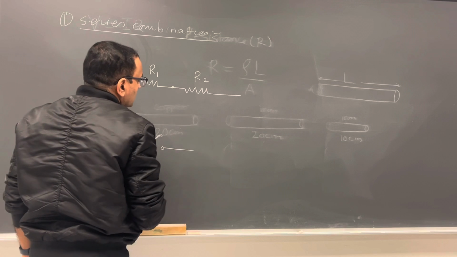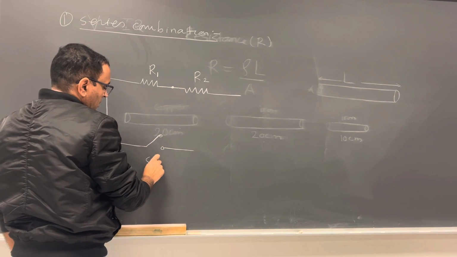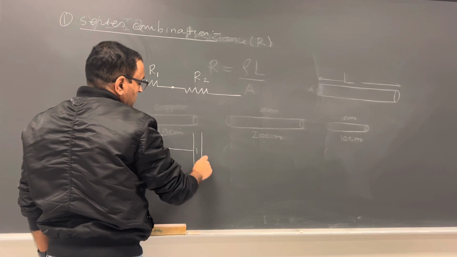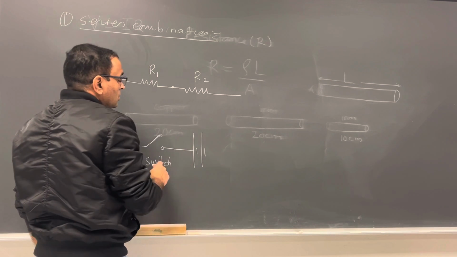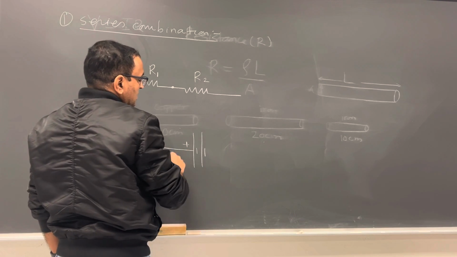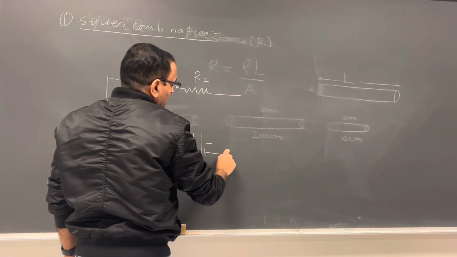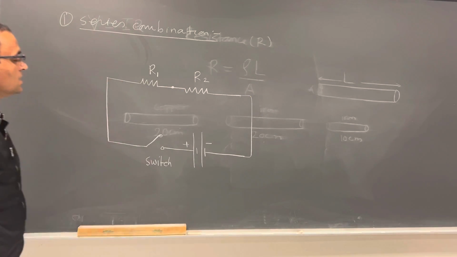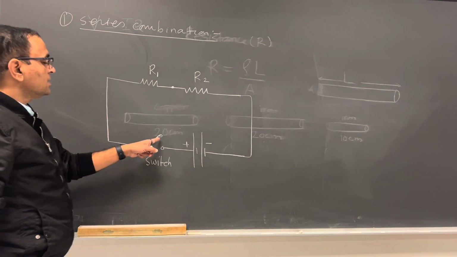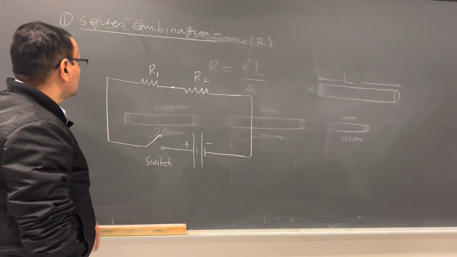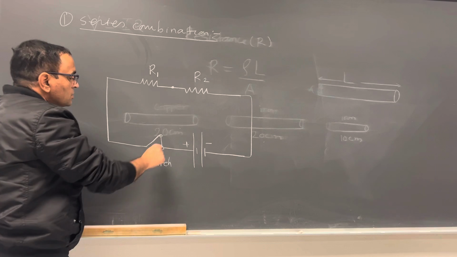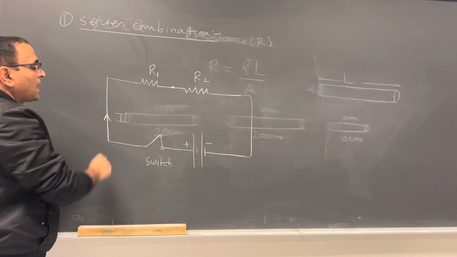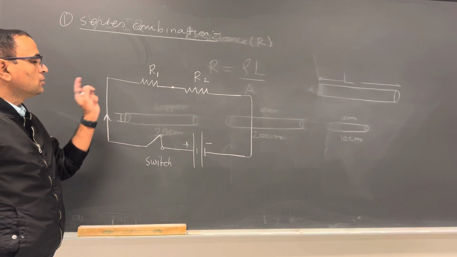So here is the circuit diagram. This is the switch, and here I want to connect the source. This is the positive terminal, this is the negative terminal. So this is the circuit diagram. Right now the circuit is open, no current is flowing through the circuit, but I want to make it a closed circuit. The current flowing through the circuit, let me call I. I is the current passing through the circuit.